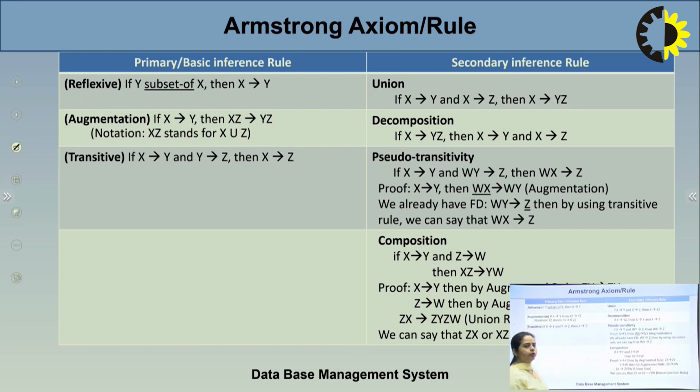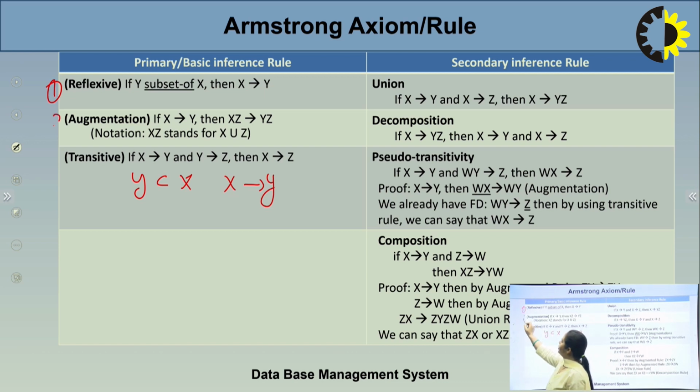Now, there are some rules known as Armstrong's rules or Armstrong's axioms, used to find the closure set of an attribute. Some rules are known as primary rules. Here we have three rules. The first one is the reflexive rule. If Y is a subset of X, then there would be a functional dependency X tends to Y.